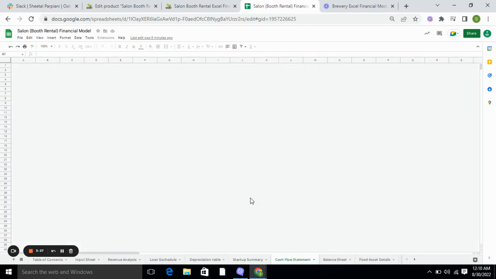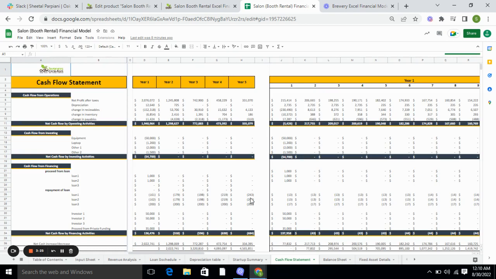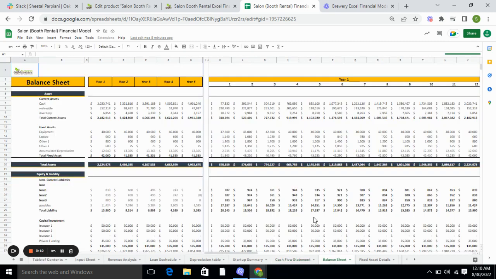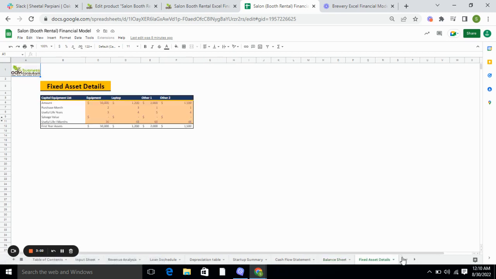Cash flow statement tells us whether cash is generated from operating, investing, or financing activities. Moreover, it describes the inflow and outflow of the cash, which is very important for the business. Balance sheet includes the current assets and current liabilities, and it tells us about the current stability of the company. Fixed asset details include all the basic calculations which are required for the business.